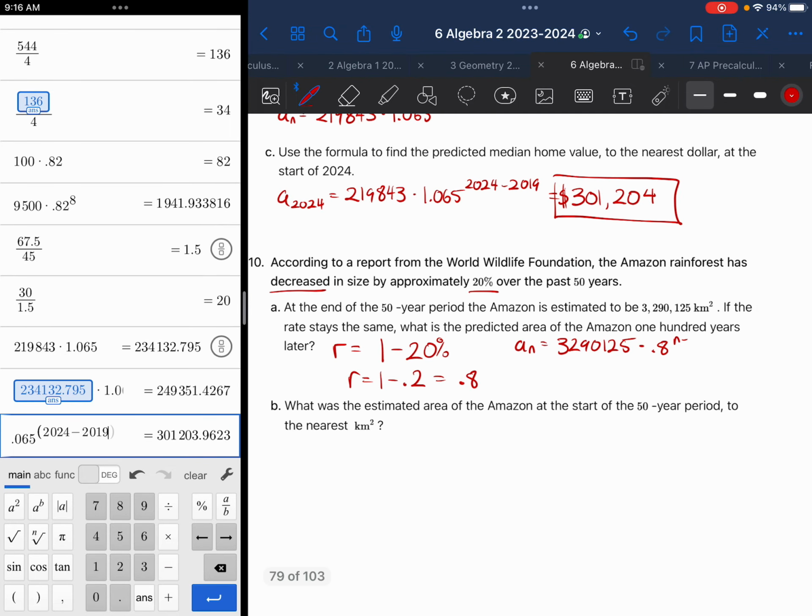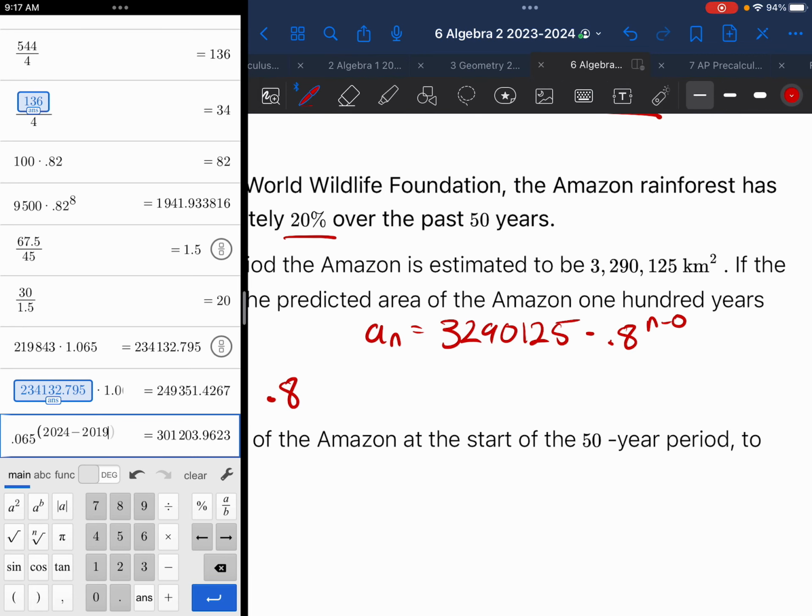It doesn't really say. It says at the end of the 50-year period. So let's just call this year 0, or is that the first year? No, this is the 0th year because we haven't talked about the future. No changes happened from this amount yet. We can't say 1 year later, so this should be the 0th year. This is the starting amount. So up here I'm going to say n minus 0. And let's see if this works.